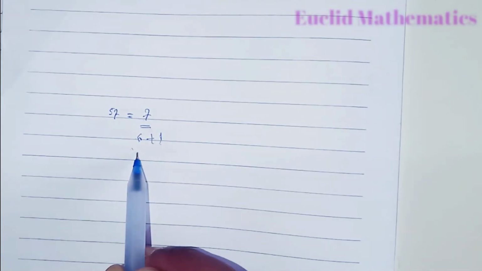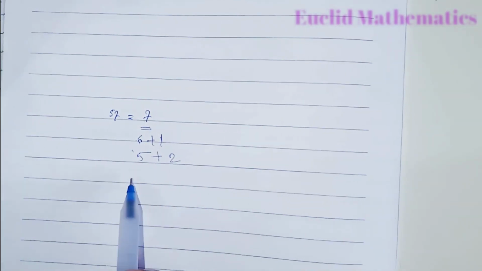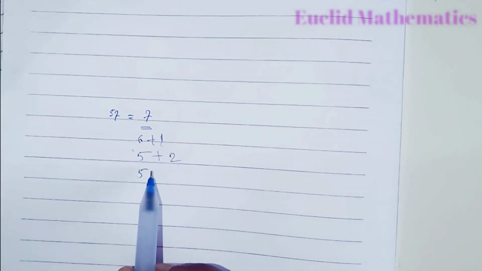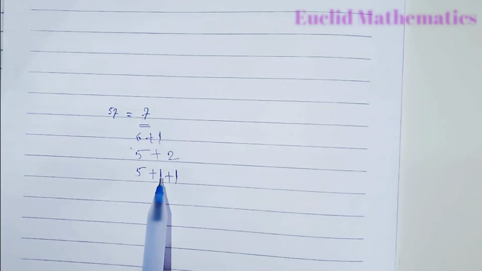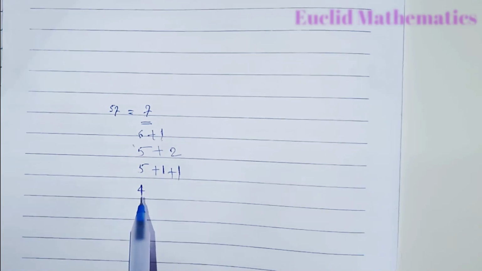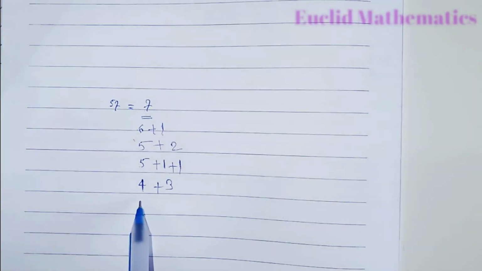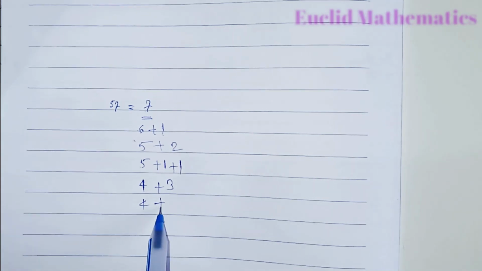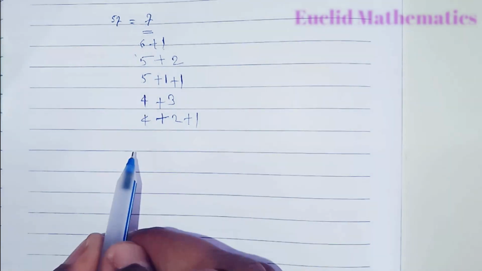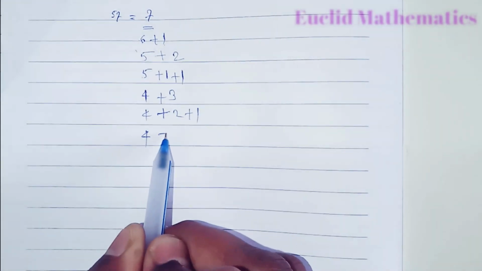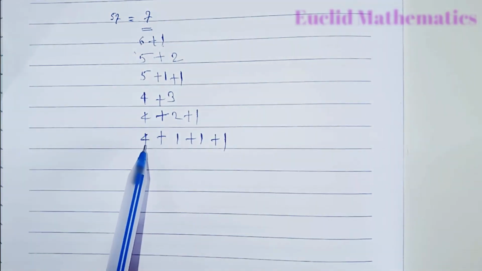Now after that comes 5, so we can write 5 plus 2 as 7. After that we can write 5 plus 1 plus 1. There is no other option. Now let's move to 4. 4 plus 3 is 7. Then the next, 4 plus 2 plus 1, is also 7. And then we can write 4 plus 1 plus 1 plus 1. So these are the partitions of 7.